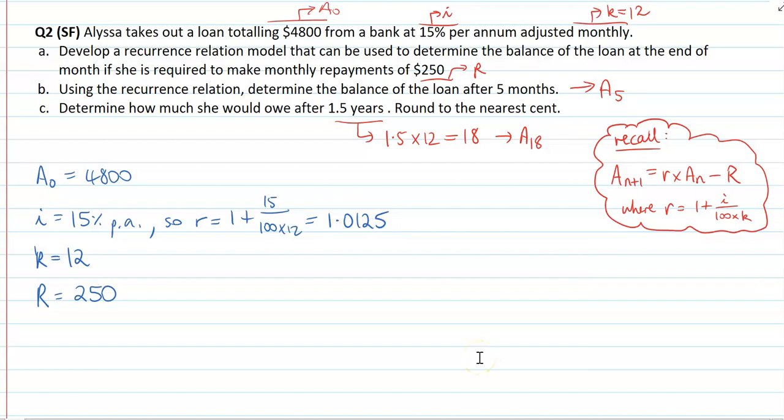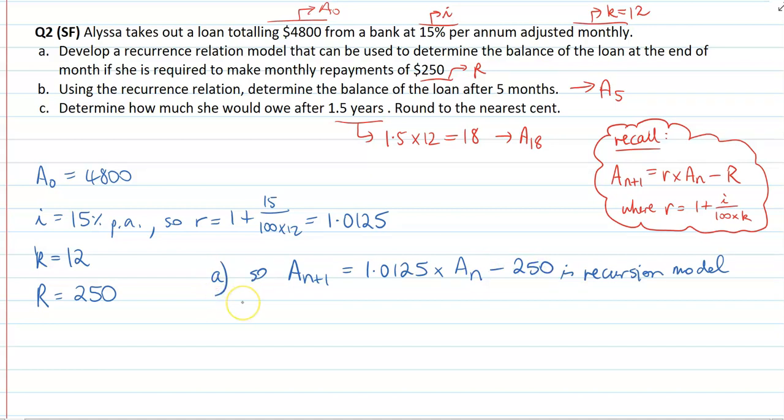Setting up my recursion model now of that reducing loan scenario, I simply just substitute in all of those values into my given formula, which remember is on your formula sheet. Okay, so to answer part A, our recursion relation model is A to the n plus 1 equals 1.0125 times A to the n minus 250. For part B, we need to determine the balance after 5 months. So we're after our fifth term in the sequence.